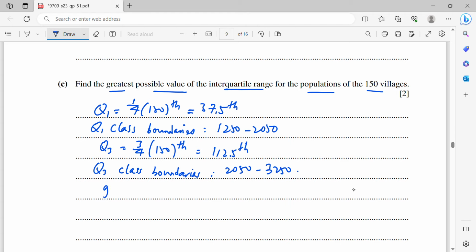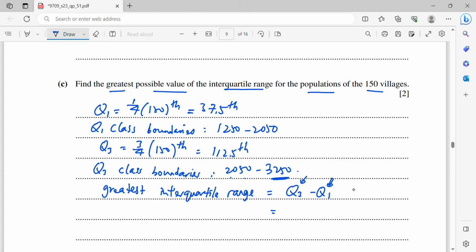Okay, so now my greatest interquartile range is Q3 minus Q1. From here, we do not get the actual Q1 and Q3. We just know the class boundaries for Q1 and Q3. But in order to get the greatest interquartile range, I must take the biggest Q3 minus the smallest Q1. So look at Q3. Q3 is 2050 to 3250.